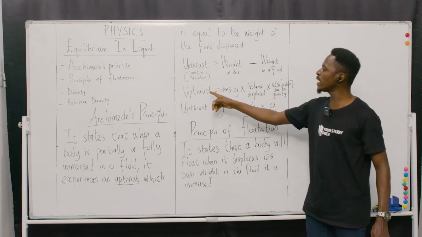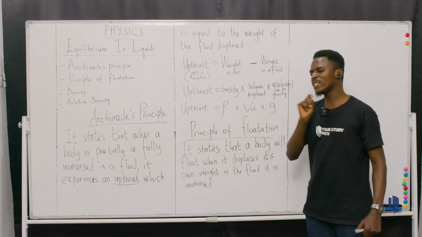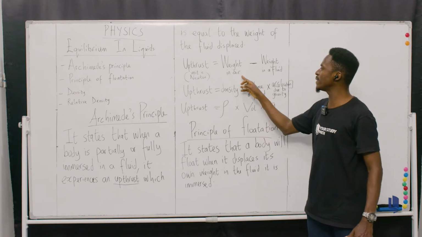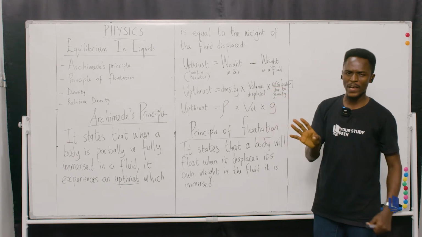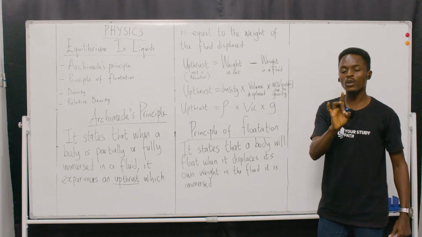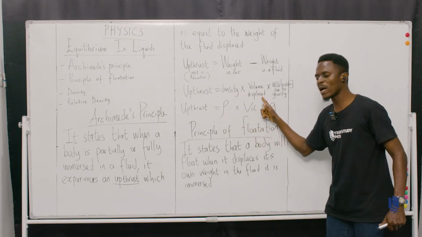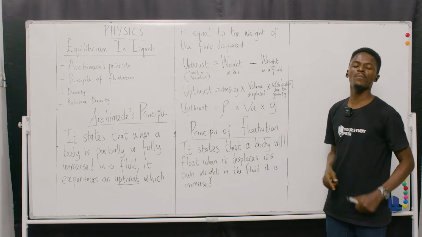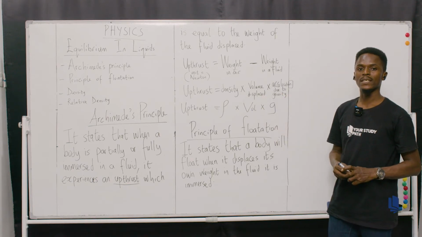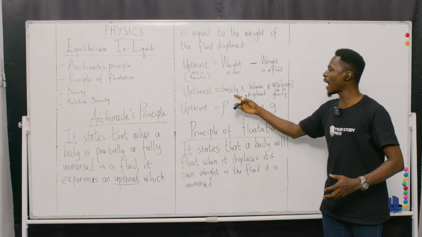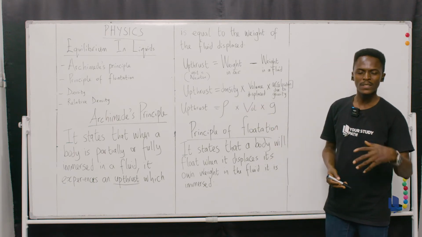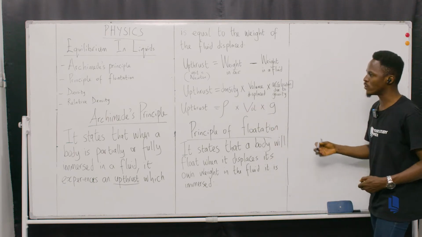Check this out. We said upthrust can be calculated by using some parameters: the weight in air minus the weight in fluid. Very easy. What if we are not given that? We can calculate it by saying density multiplied by volume displaced multiplied by acceleration due to gravity. Then the question will be, how do we determine volume? That marks the next aspect we are considering.